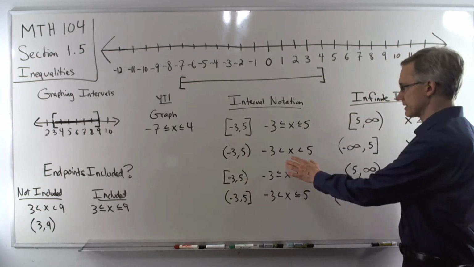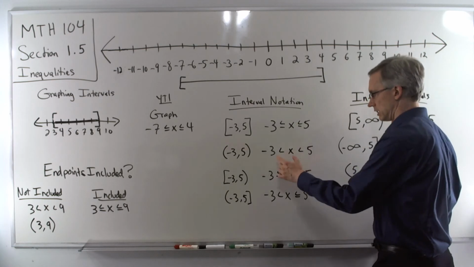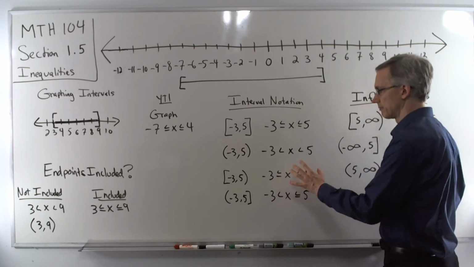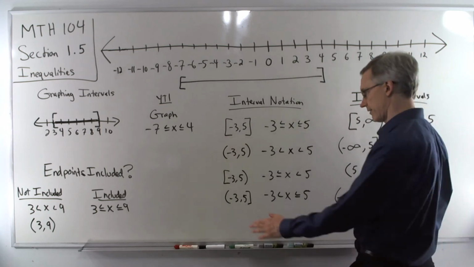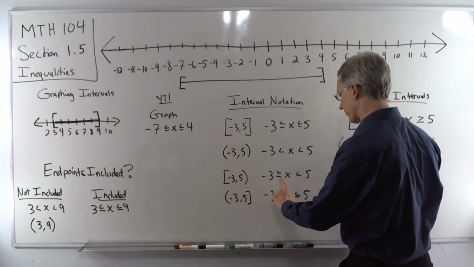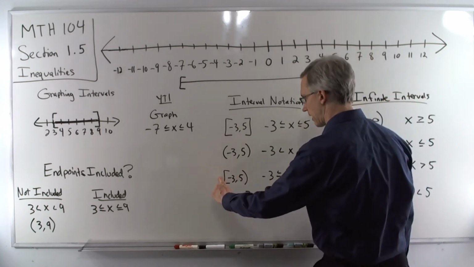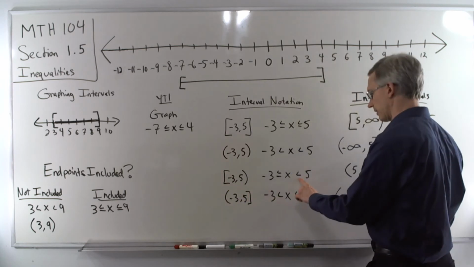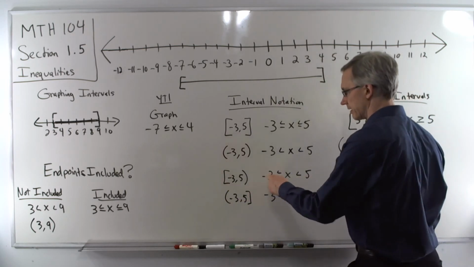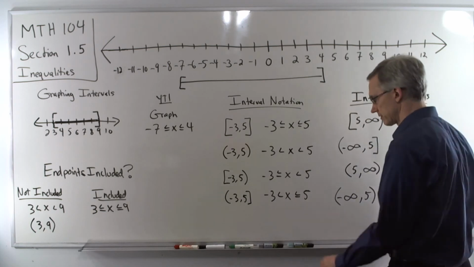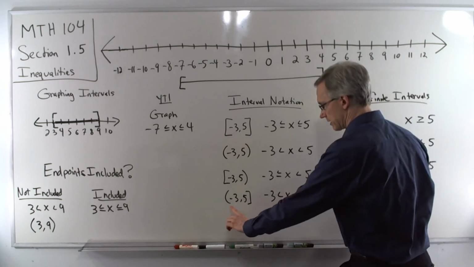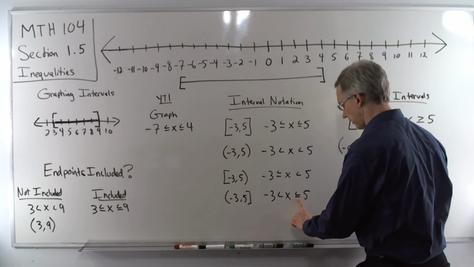Now, you don't have to have the same symbol. You could have less than or equal to and less than. You can mix them up, in which case we're going to have different symbols here. We've got -3 is less than or equal to, so that's the bracket. And on this side, we have strictly less than, so parenthesis there. And in this case, we've got the reverse. We've got strictly less than here, so that's the parenthesis, less than or equal to, bracket.